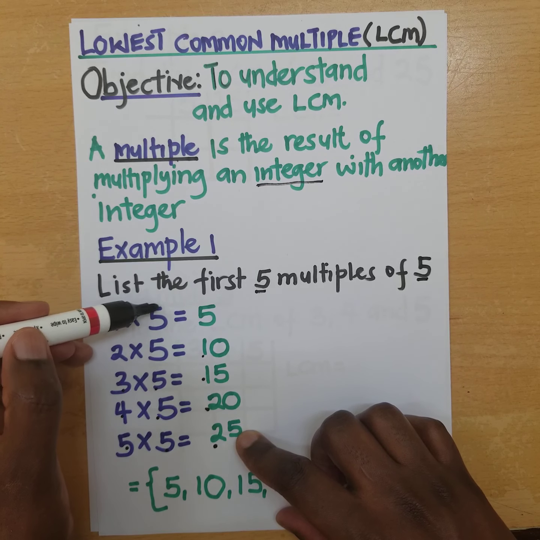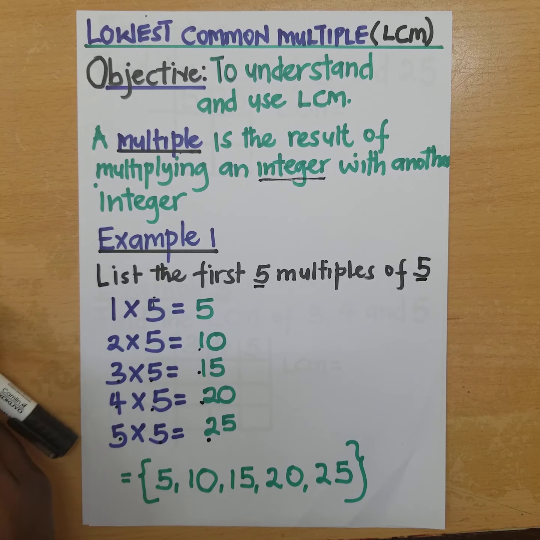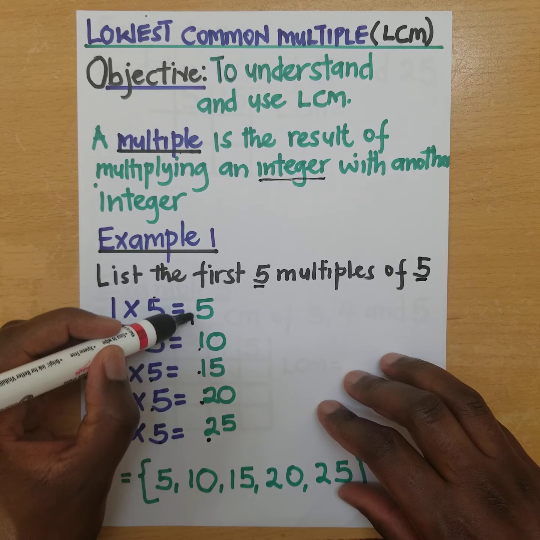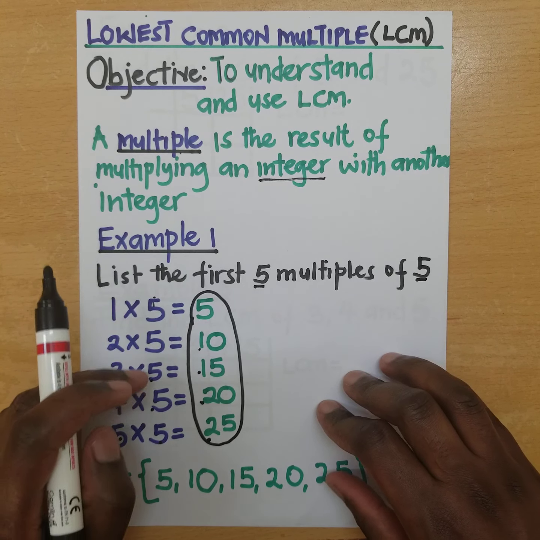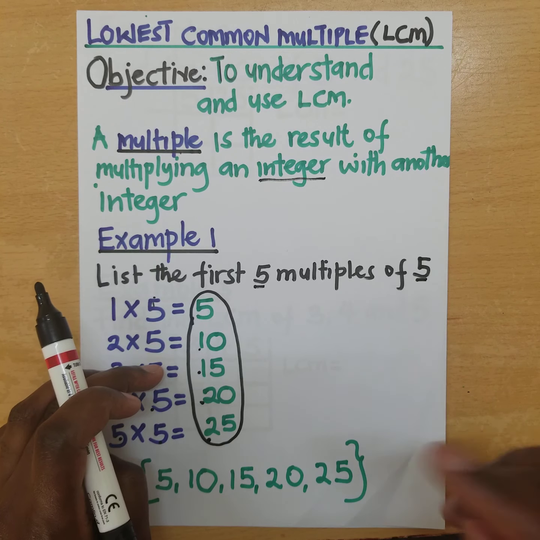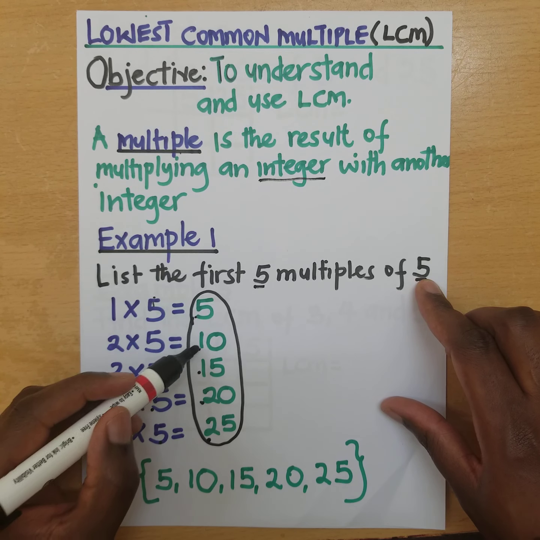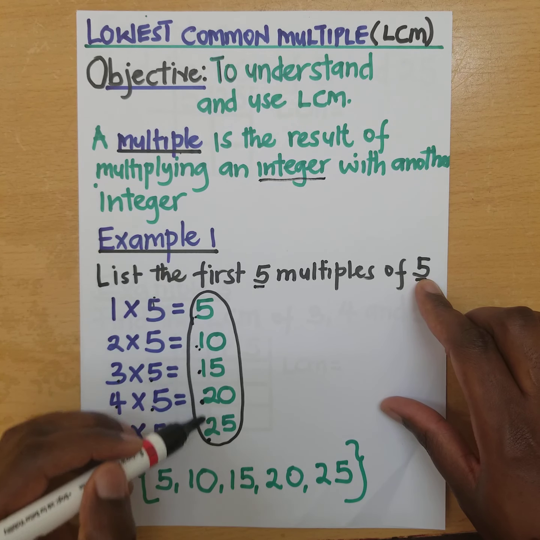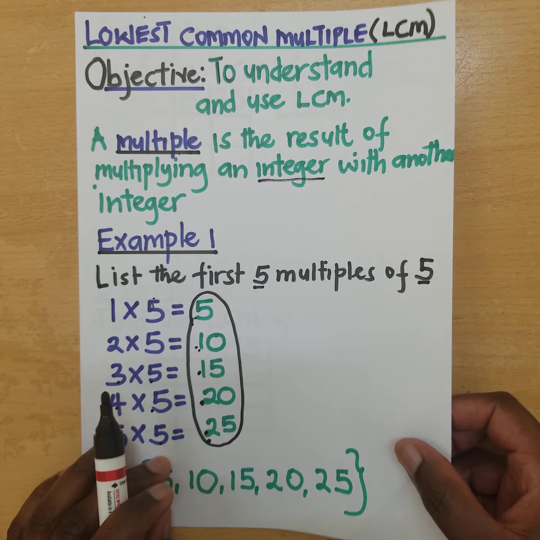You see, the constant number is 5. As you go down, you can see the numbers I'm getting. These numbers are the numbers we call multiples. So the first 5 multiples of 5 are 5, 10, 15, 20, and 25. Let's try another example.